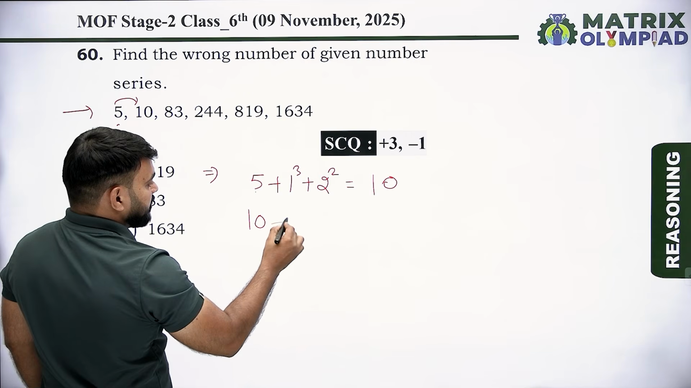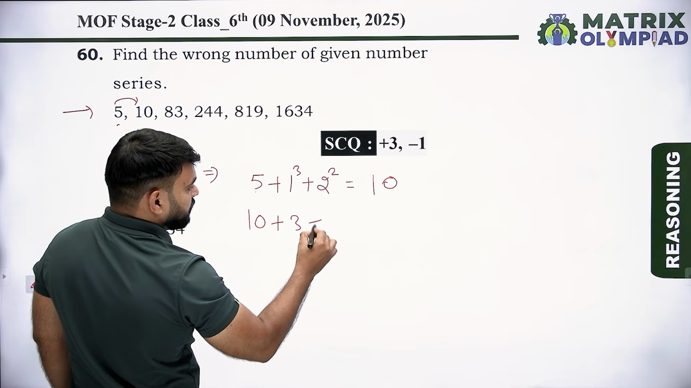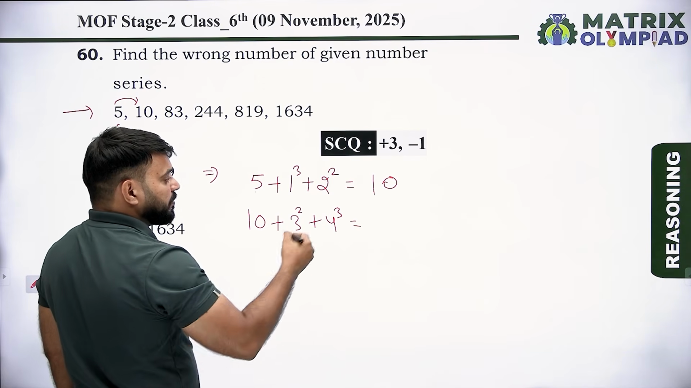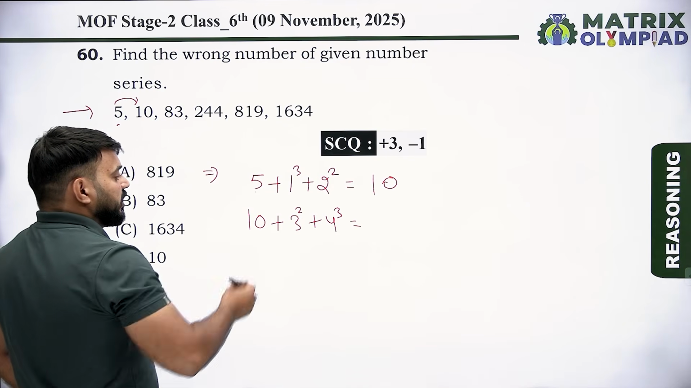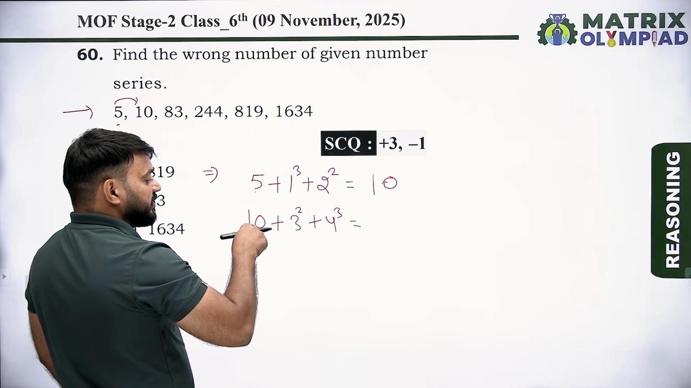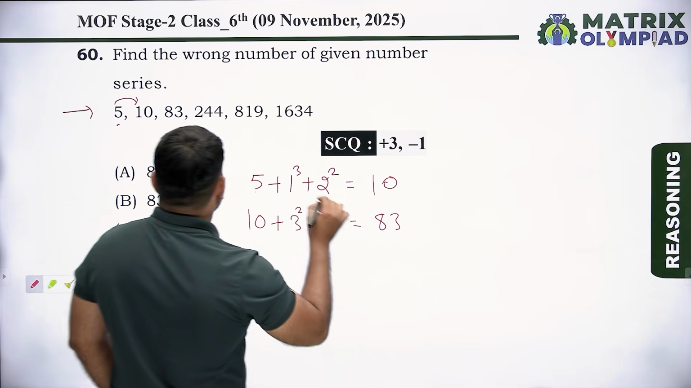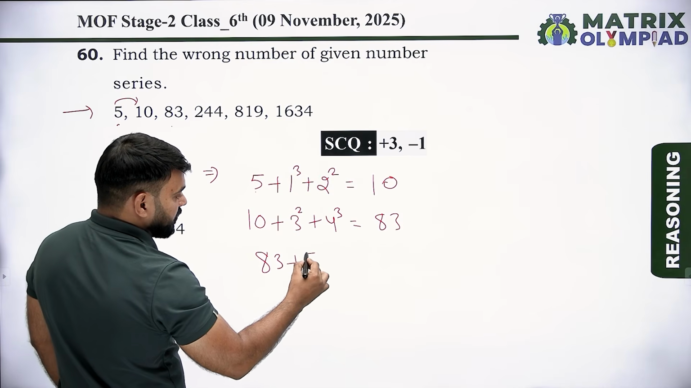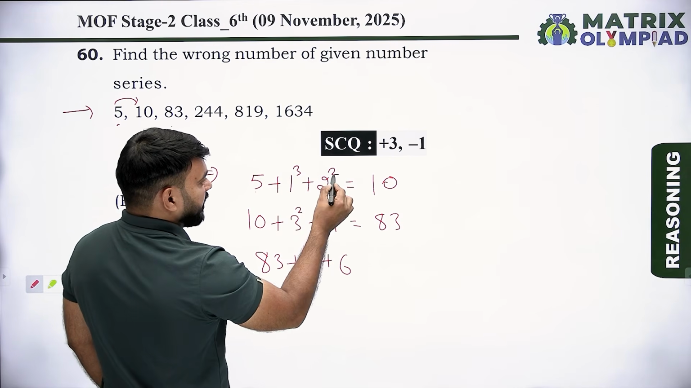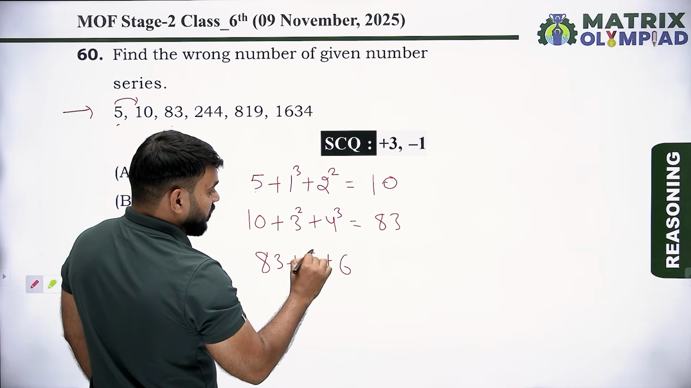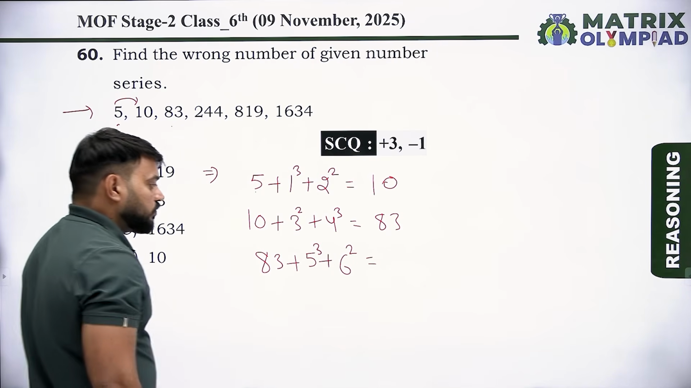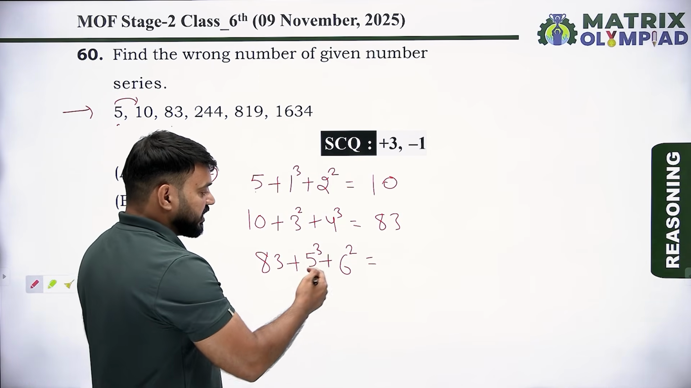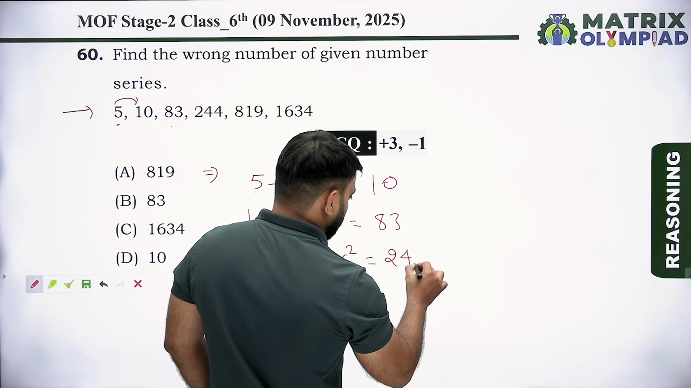Now 10 plus, now 3 and 4. So 3 square and 4 cube. 3 square is 9 plus 4 cube, it means 64. 9 plus 64 means 73. 73 plus 10 means 83. Now 83 plus 5 and 6. First is cube, then square. Now square, then cube. Now cube and then square. So 5 cube means 125 plus 6 square means 36. So 83 plus 125 plus 36 means 244.